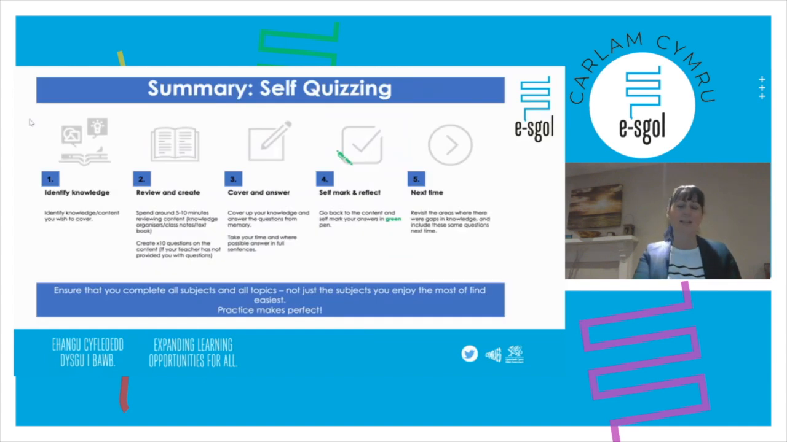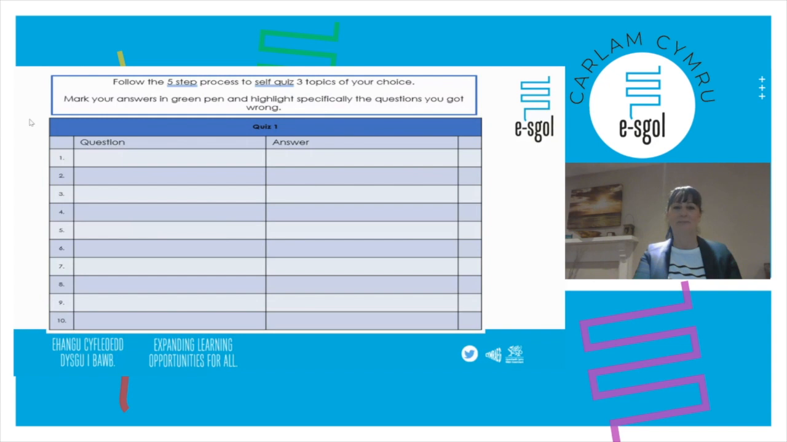So self-quizzing, really good to identify knowledge, good to review and create. Cover up an answer. You can self-mark and reflect, and maybe use a different colour pen for anything that you've missed. So when you retest yourself the next time, you can check that you're picking up the bits that you missed the time before. So it's really, really good. It can be used for all subjects and all topics. But remember, not just the subjects you enjoy or the topics you enjoy. Do everything to make sure that you're covering everything.